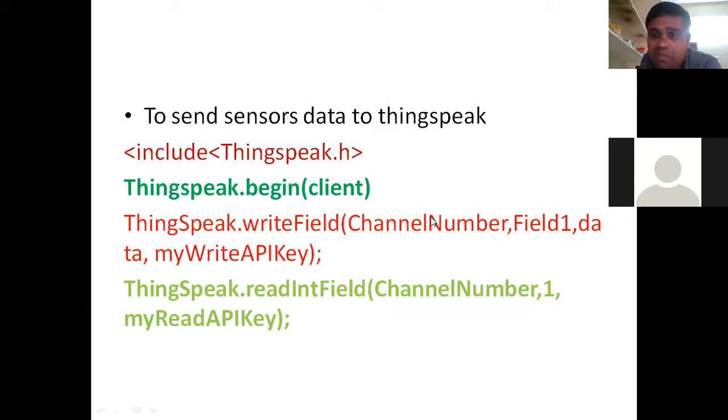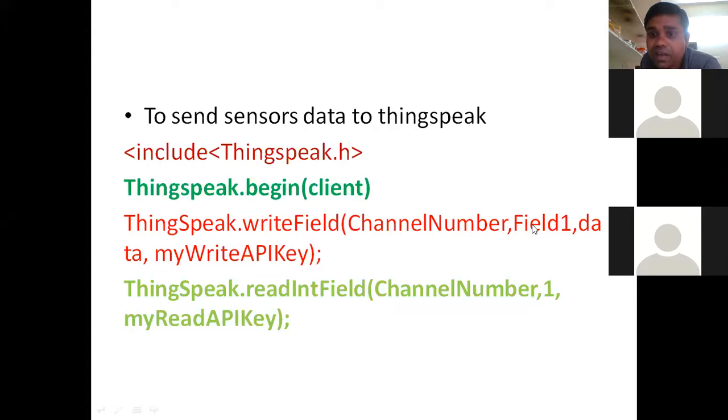ThingSpeak.writeField, channel number. What is the channel number in your ThingSpeak? And field 1, field 2, field 3, or whatever it may be. Next, the data: what is the sensor data? Next, the write API key. Next, in order to read the data from the field, ThingSpeak.readIntField and the channel number. From which cloud channel we want to retrieve the data, that channel number and the read API key.